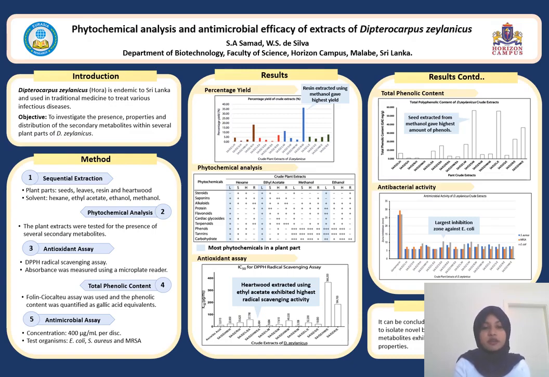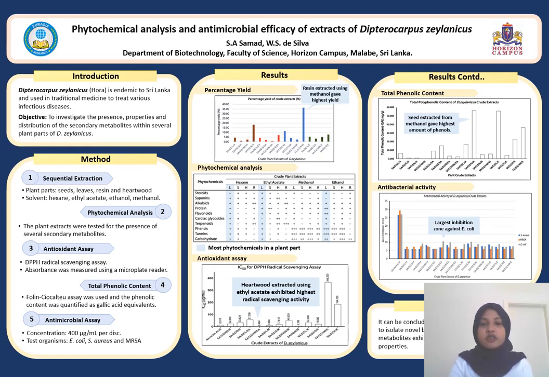And the antibacterial assay was done using the disc diffusion assay, with each disc containing a concentration of 400 micrograms per milliliter of extract, and gentamicin was used as a positive control, and the test organisms used were E. coli, Staphylococcus aureus, and MRSA.